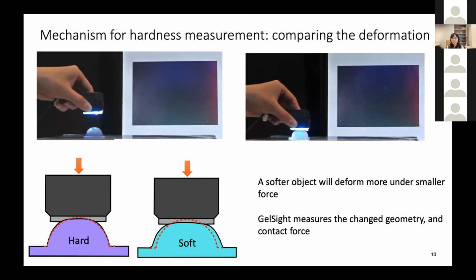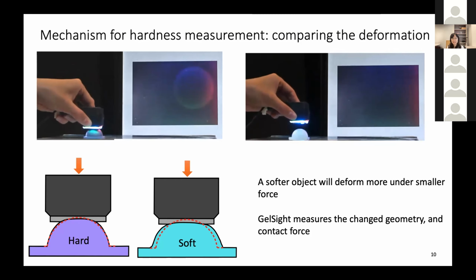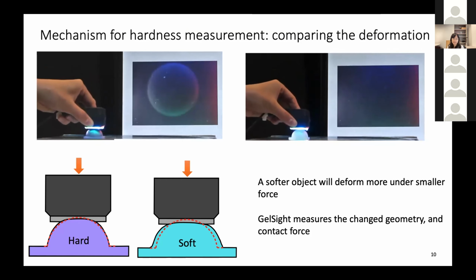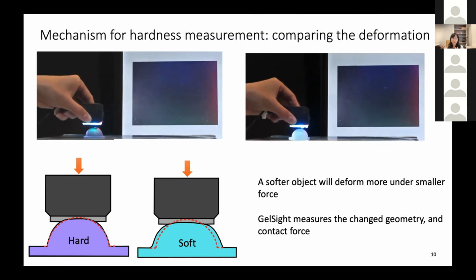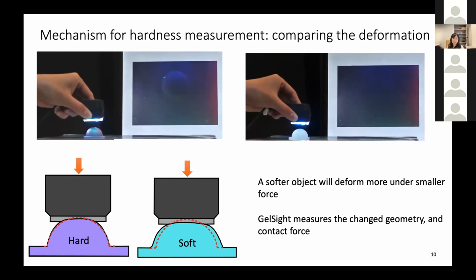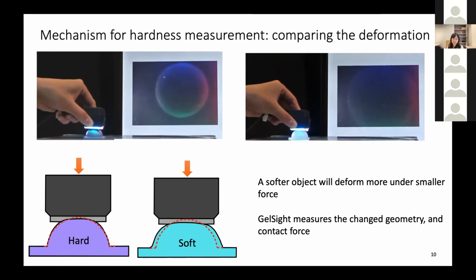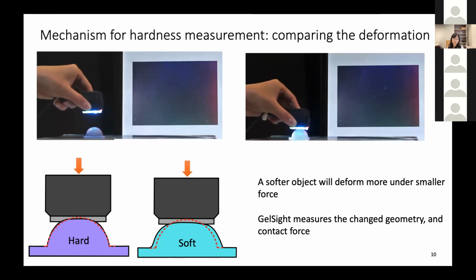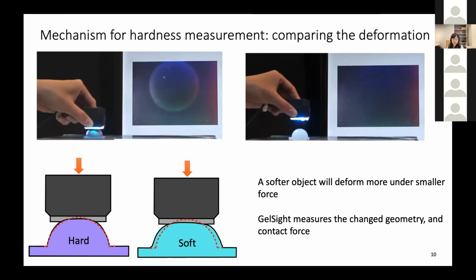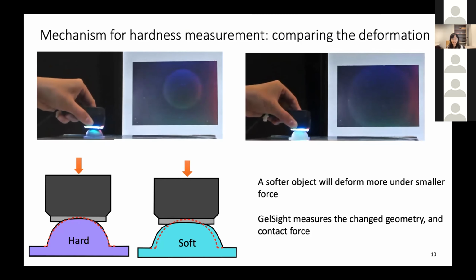In other words, whether the object is harder or softer causes a significant change in the data we get from the GelSight. So we can just measure how this shading changes as time goes, as well as the force from the motion of the markers. Usually when you press on softer objects, the normal force is much smaller. So we can get a good estimation of the hardness of the objects.